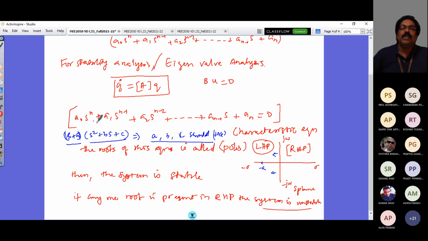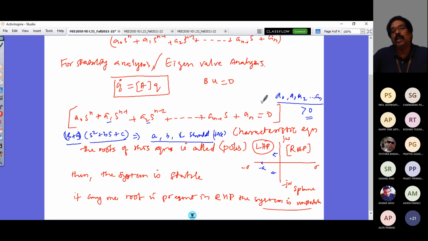How? All these coefficients, A0, A1, A2 and so on up to AN, should all be greater than 0. That's an important condition. If that is so, I can say that the roots are going to lie on the left half plane. Whether they are real roots or complex roots, we do not know. But the important condition is, if all these coefficients are positive, then I would be able to state the absolute stability of the system.